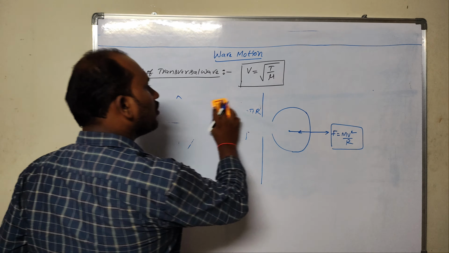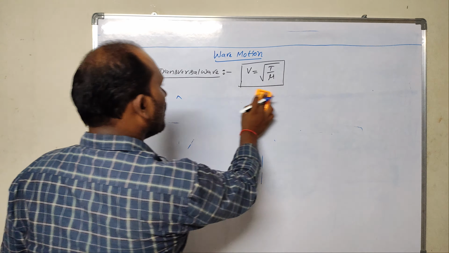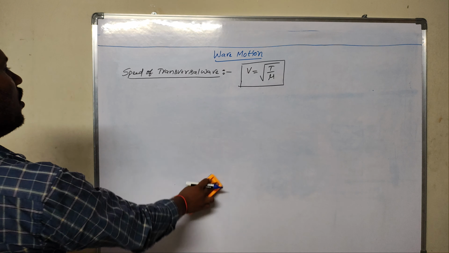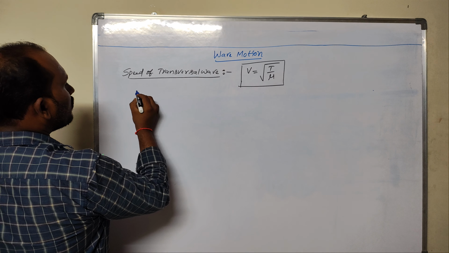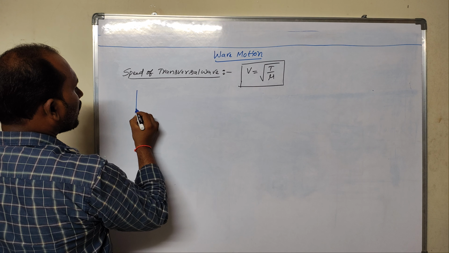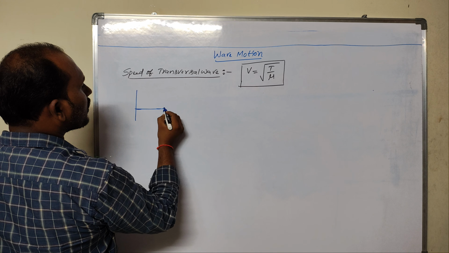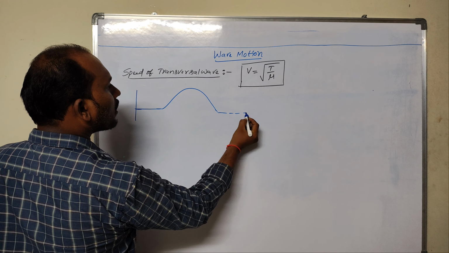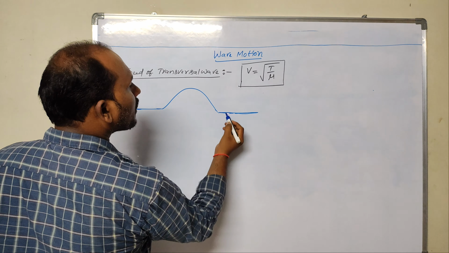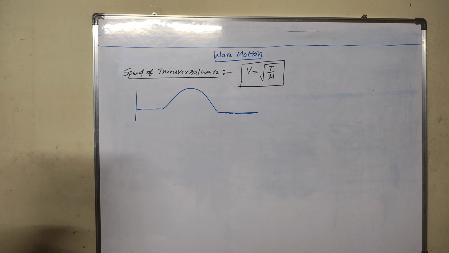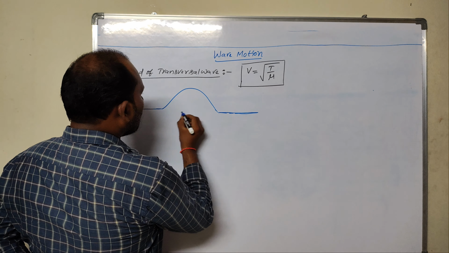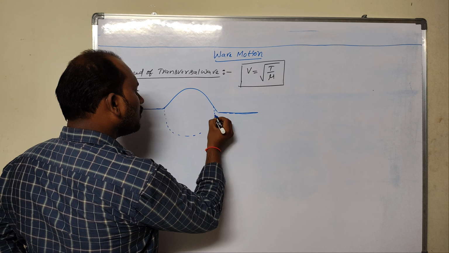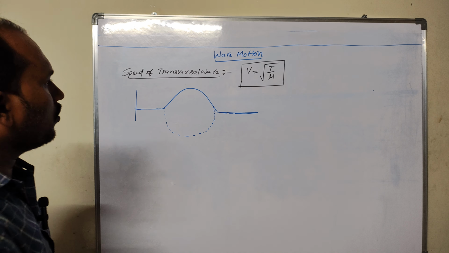So let's see the derivation now. I want to derive this one. First, what we have to do? We have to take a thread. I am applying a force on the thread, and it will form a curve. Now it is like a circle, no doubt.